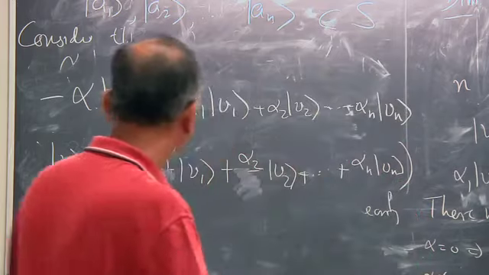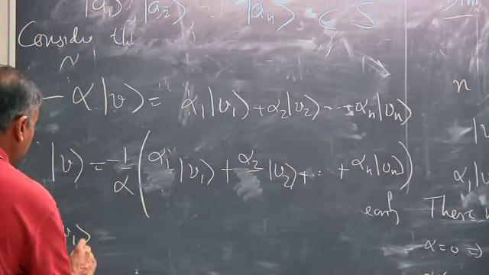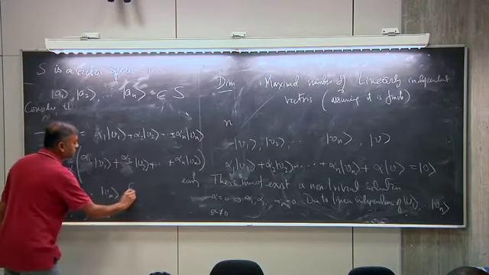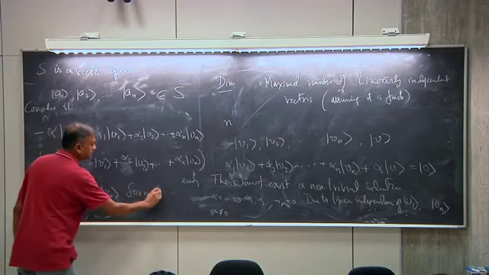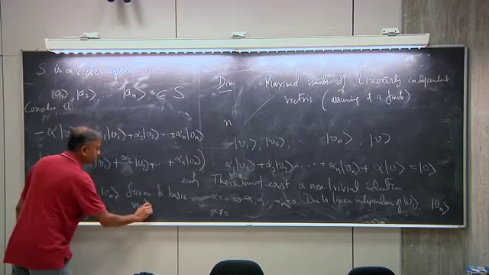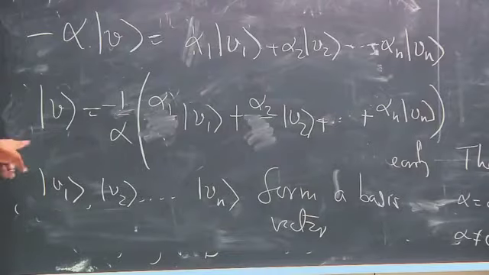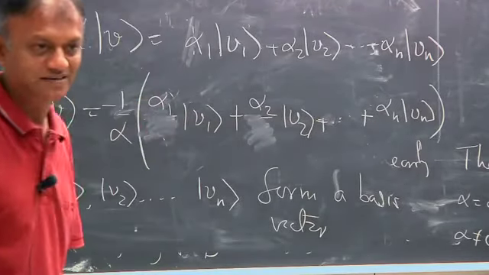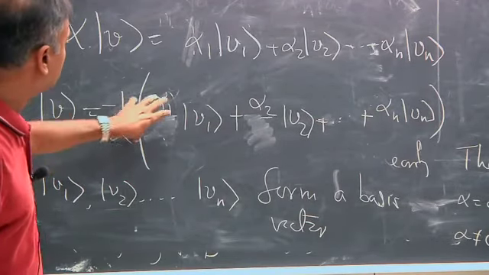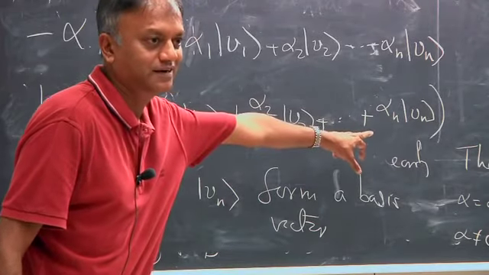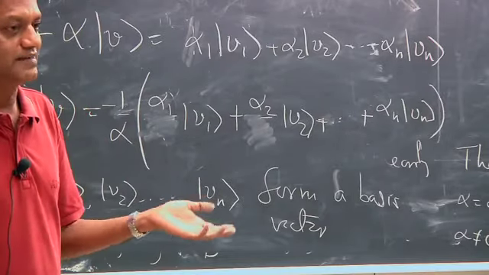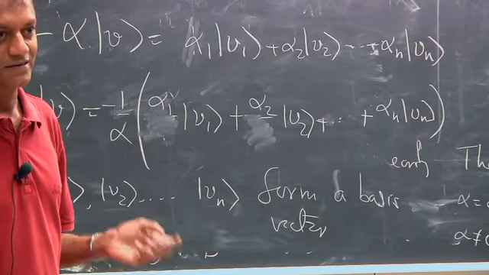Okay. So therefore, you say the set v1, v2, up to vn forms a basis vector set. So any vector can be expressed as a linear combination of these n vectors. Indeed, to specify any vector, I need to specify these n numbers. So the information I need to specify any arbitrary vector is n. That's why its dimension is n. Okay, so this is the idea here.